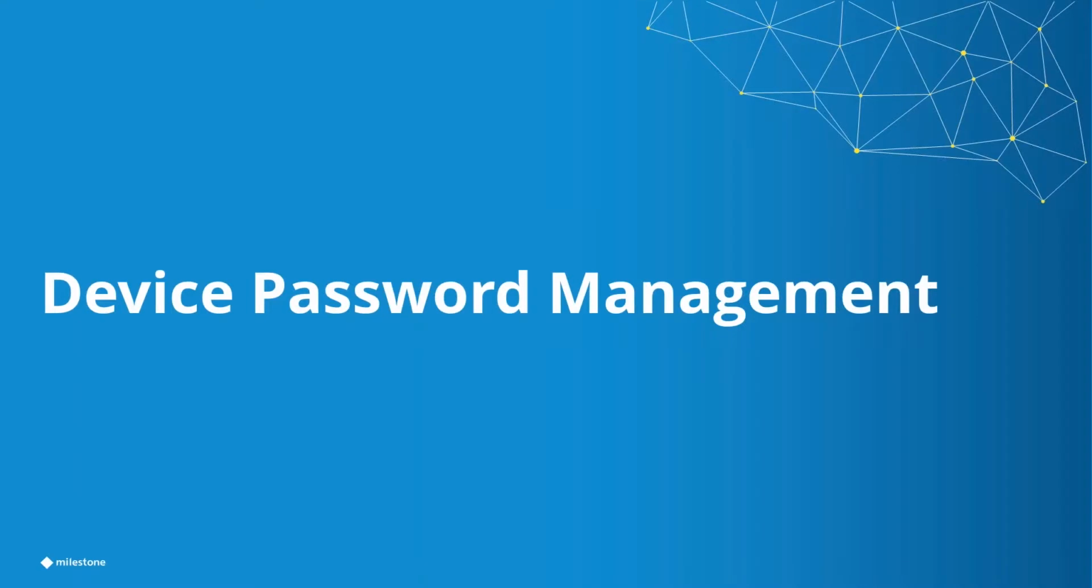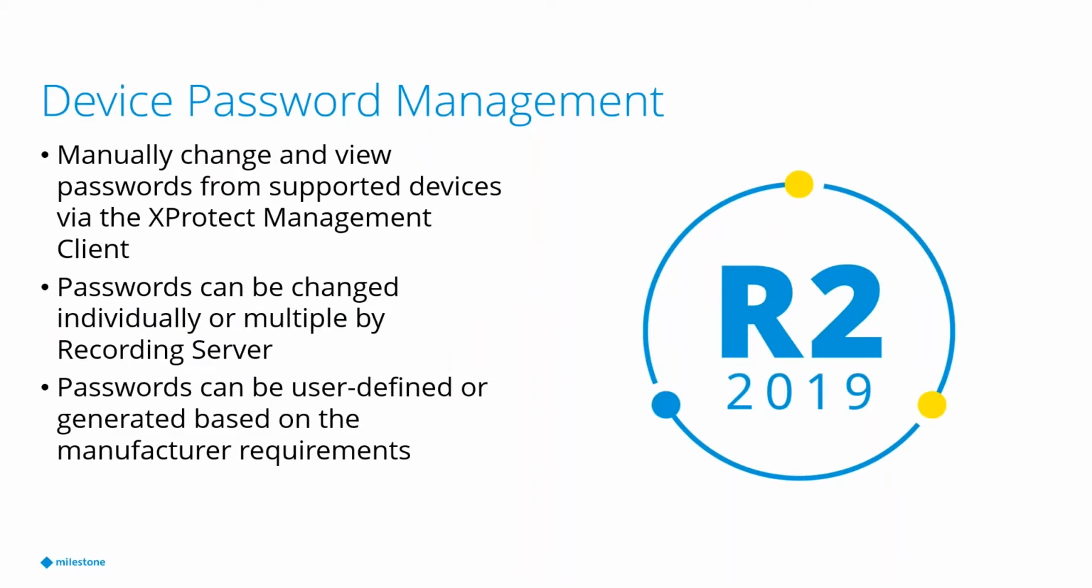Before we get into the automated side of things, I want to take a step back and talk a little bit about the standard device password management that we released in 2019 R2. This feature allows us to manually change passwords and view those passwords from the management client. I can right click on a device and change the password if necessary. I can see when that password was changed last, and I can view the new password in the system. Passwords can be changed individually, device by device, or I can bulk change multiple devices at the same time by making that selection on the recording server level.